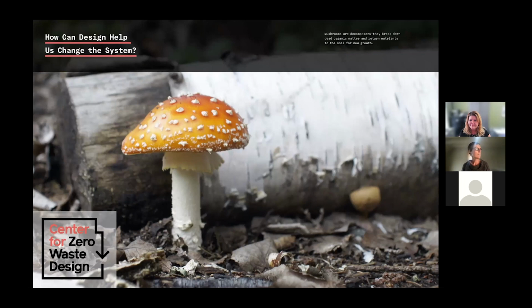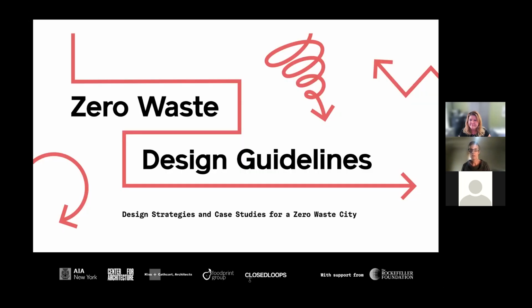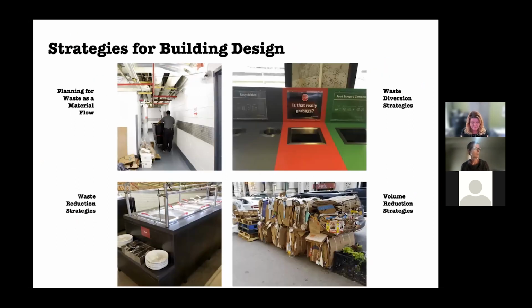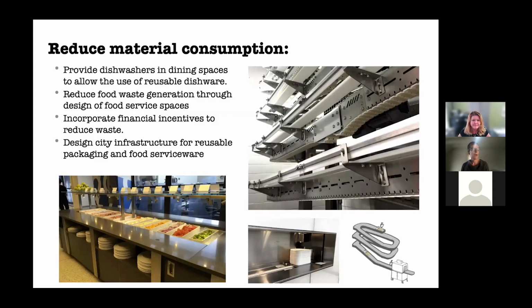And so I did lead the development of the Zero Waste Design Guidelines. They came out in 2017 in New York City to really help architects and designers ensure buildings and cities facilitate zero waste operations through design, and they allow circularity of materials. So I'm not going to go into detail, but just 2 slides as an overview. It really looks at strategies for planning for waste as a material flow through your building, diverting waste, reducing consumption to start with, and reducing volume.